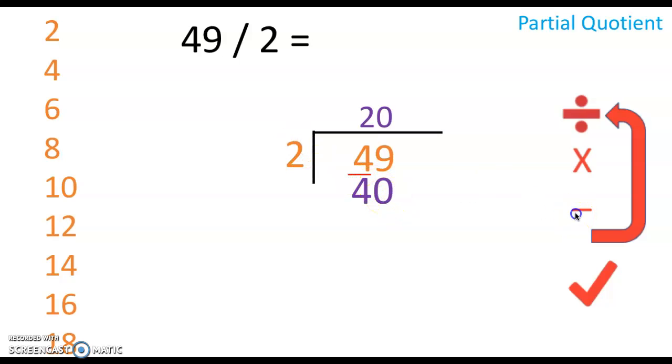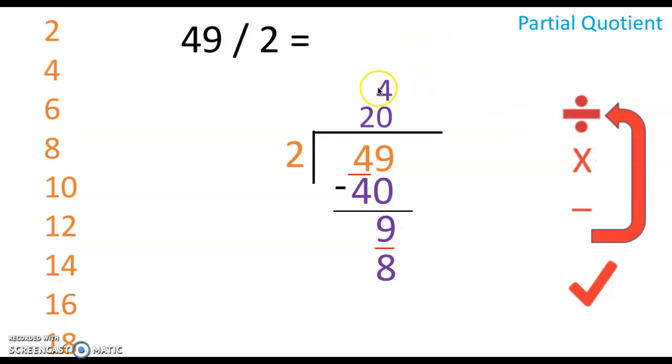Then we'll subtract. 49 minus 40 is 9. Then we're going to repeat back to division because we haven't done the ones place yet. What's the closest we can get to 9 without going over? Well, I see that's 8. I skip counted 4 times to get there.